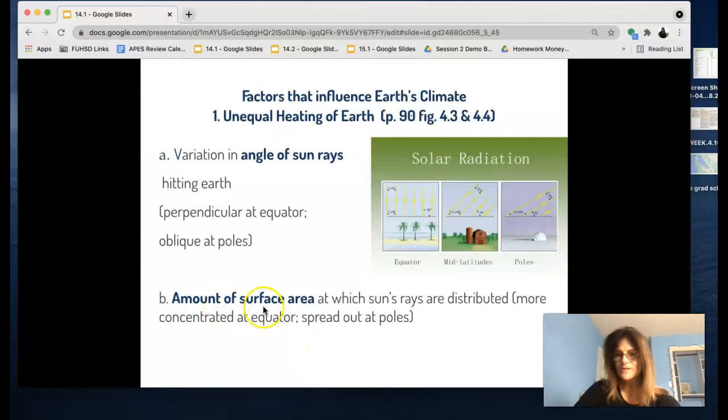This is going to influence the amount of surface area at which the sun's rays are distributed. It's going to be more concentrated. The sun's energy is going to be more concentrated at the equator and less concentrated, or in other words, more spread out at the poles.